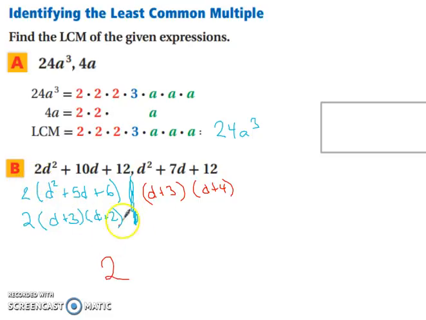They share a d + 3, so we only have to write that one once. So basically, if they share it, you only got to write it once. If they don't, you need to include it because one of those values needs it for it to be a multiple of that one, or a multiple of that product. So we've got 2 times the quantity d + 3 times the quantity d + 2 times the quantity d + 4.